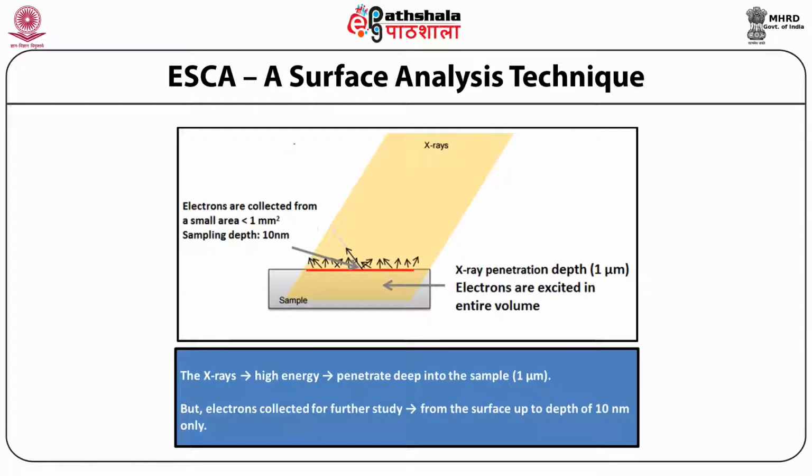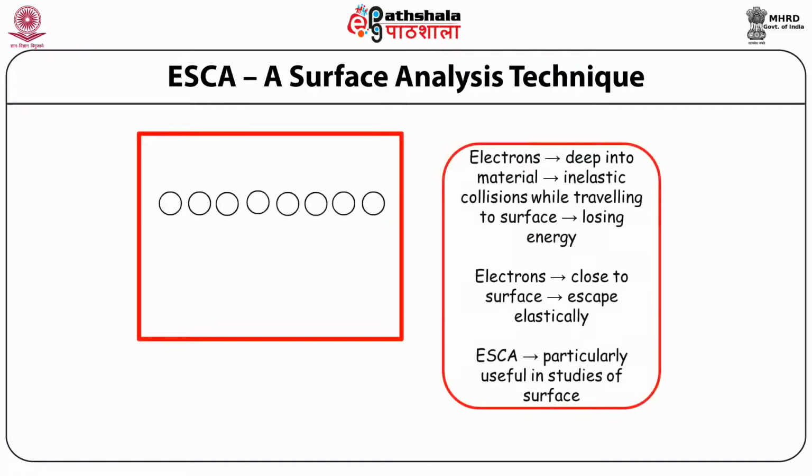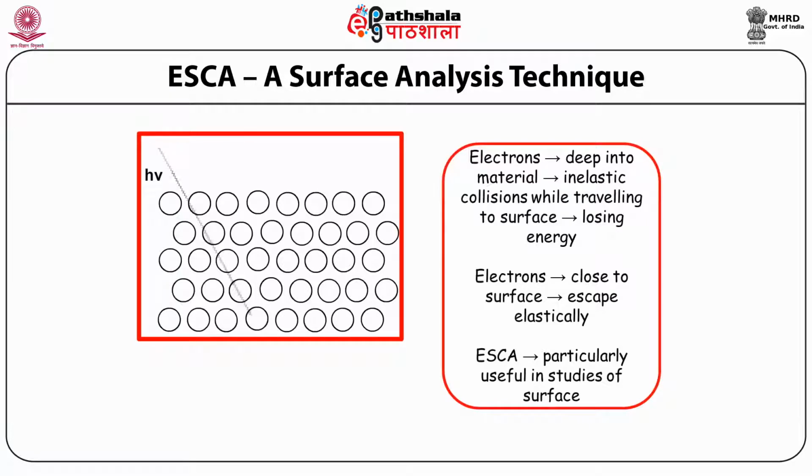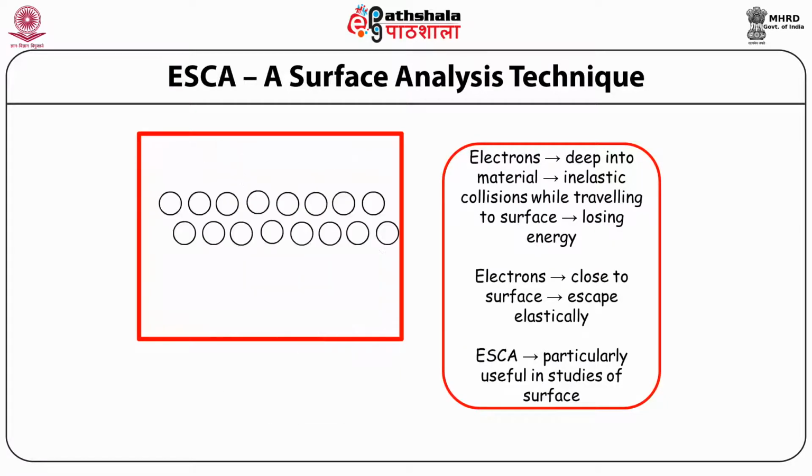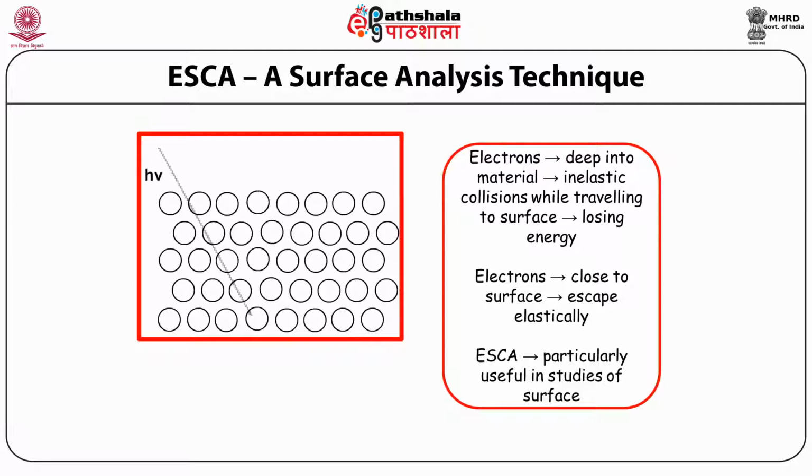So electrons will be ejected out from the surface up to a depth of about 10 nanometers. It shows the inelastic collisions that are at times observed in the case of ESCA analysis. Electrons deep into the material, as shown here, collide while traveling to the surface, losing energy in the process. This is one possibility.